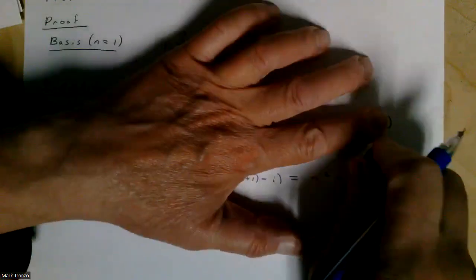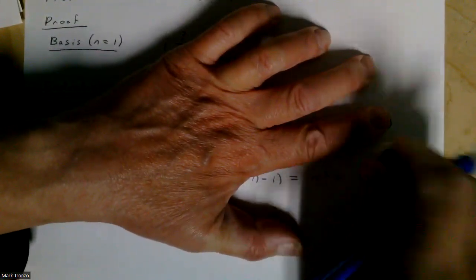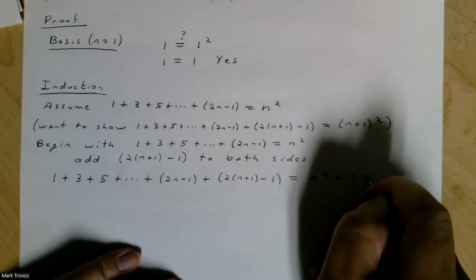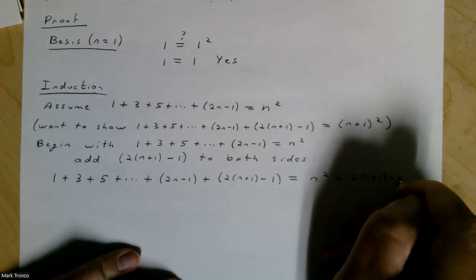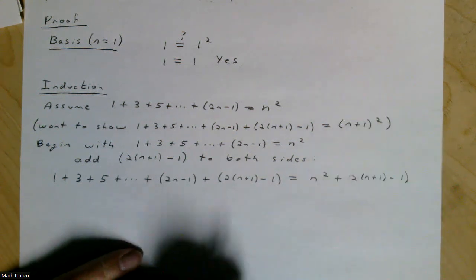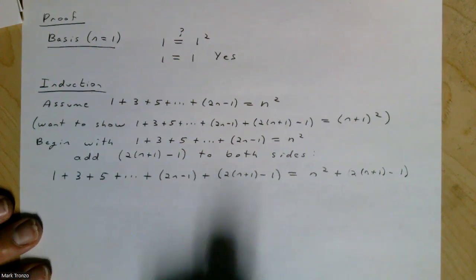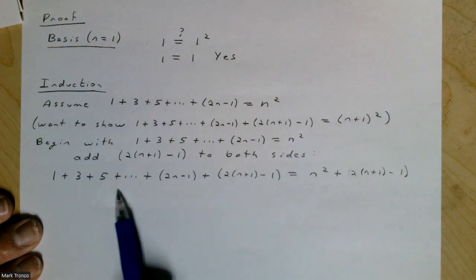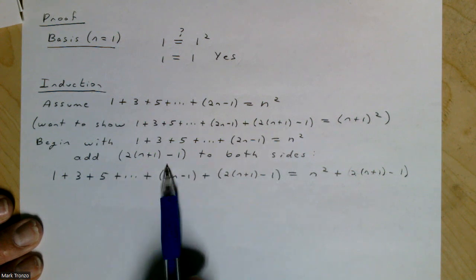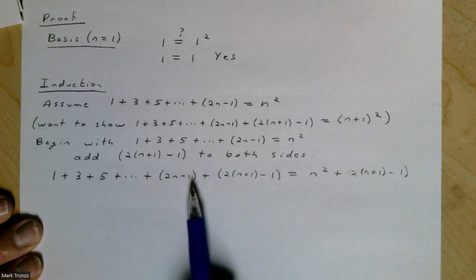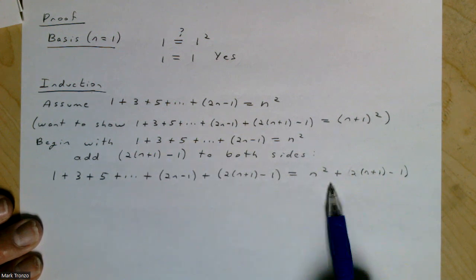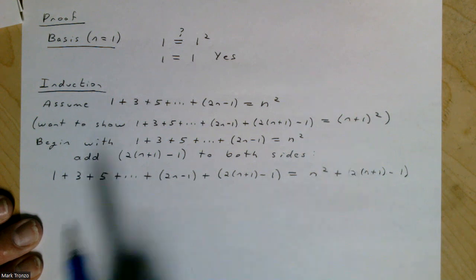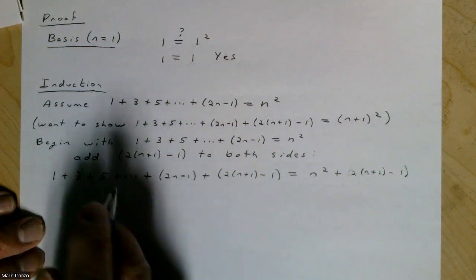So be careful here. So now you see we've matched the left-hand side of what we want to show simply by adding, starting with our assumption, then adding this to both sides. Now the question is, is this side over here equal to what we want to show over there? So let's go to the next step.